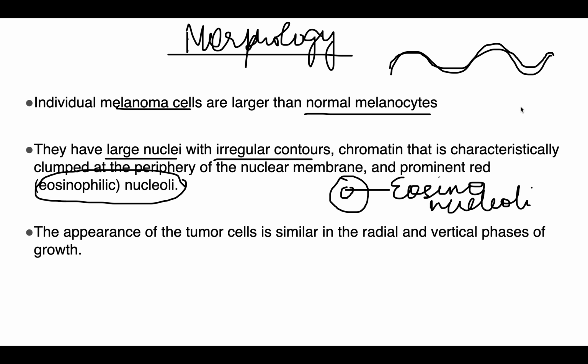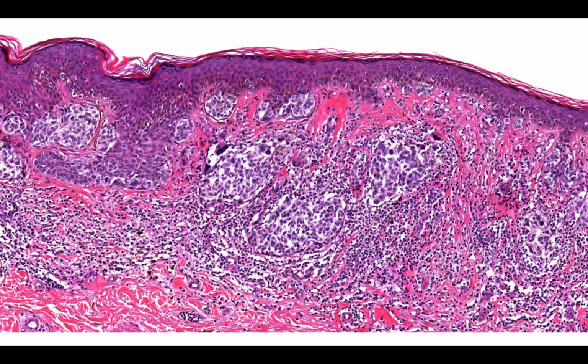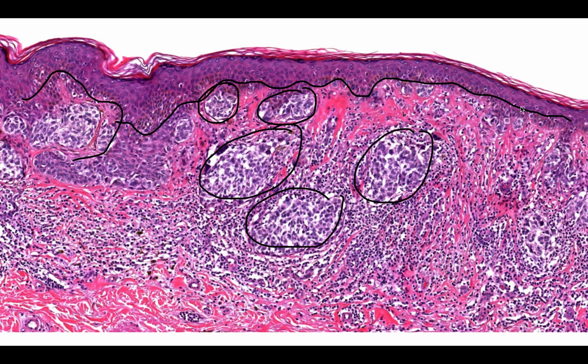And you can see the tumor cells can be present in radial fashion, also in the vertical fashion. Here you can see there are nests of tumor cells. So this is your epidermis which is going on. These are the nests of the tumor cells which are present. So nests and lobules of tumor cells are present, these are the malignant melanoma cells.